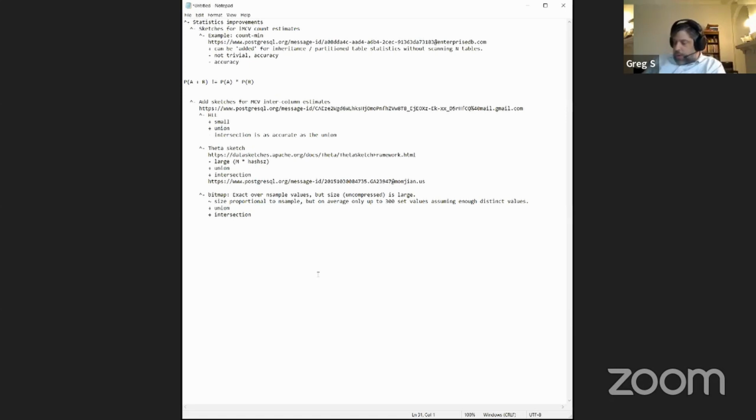I think you might need a property of HLL, which is what I was getting at before, which is that it doesn't sample a sample of the rows. It samples a sample of the values.